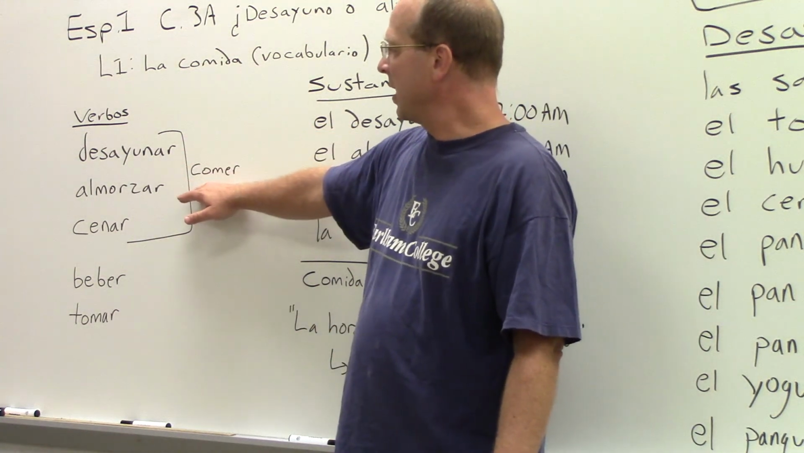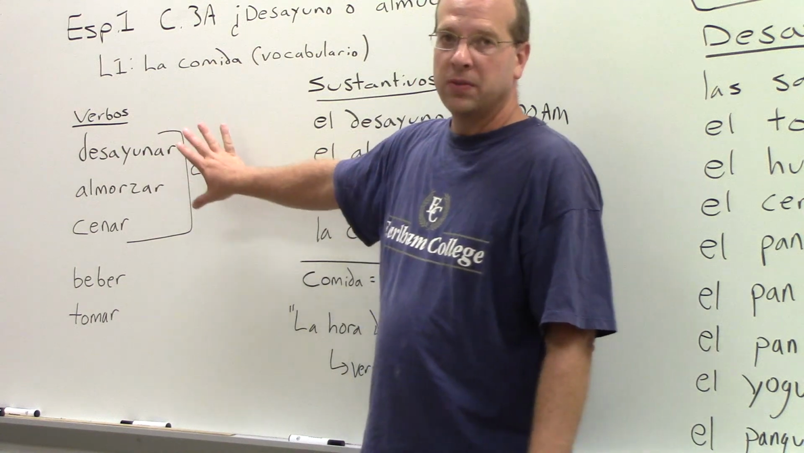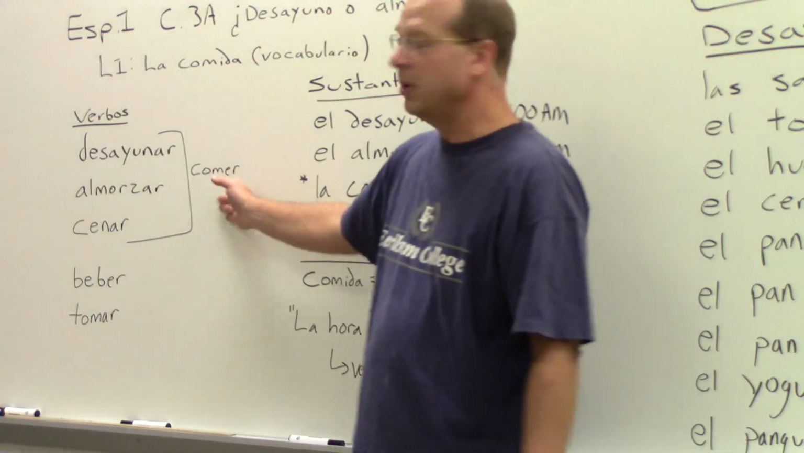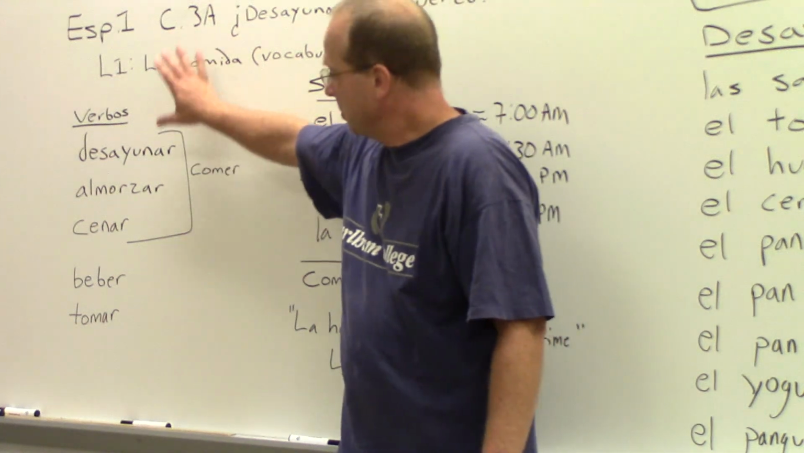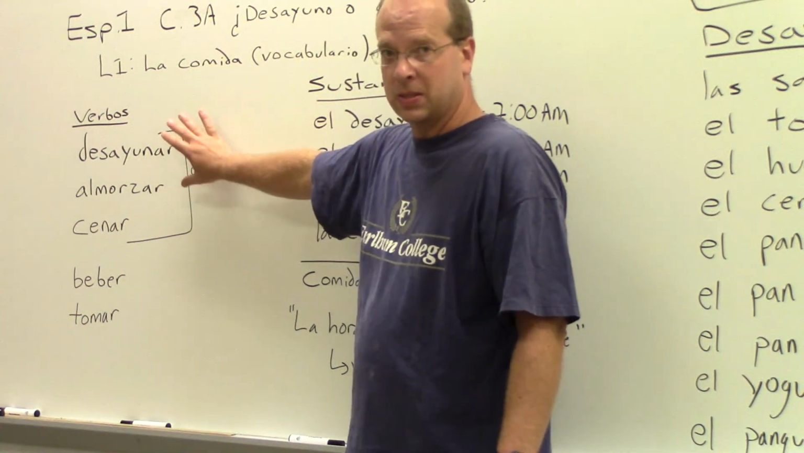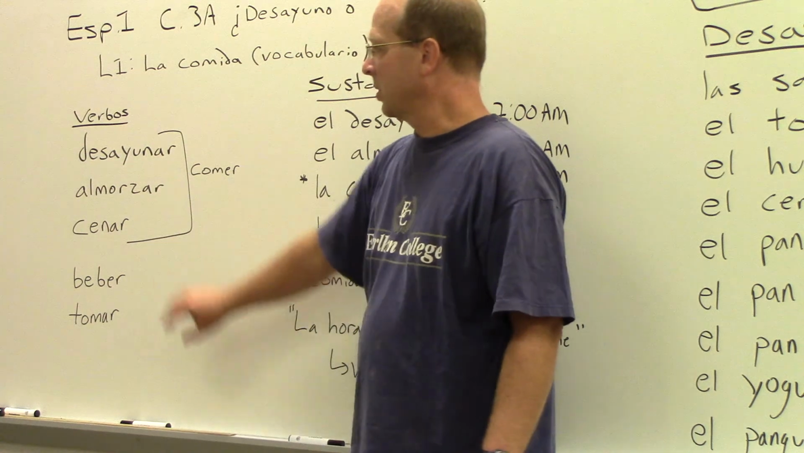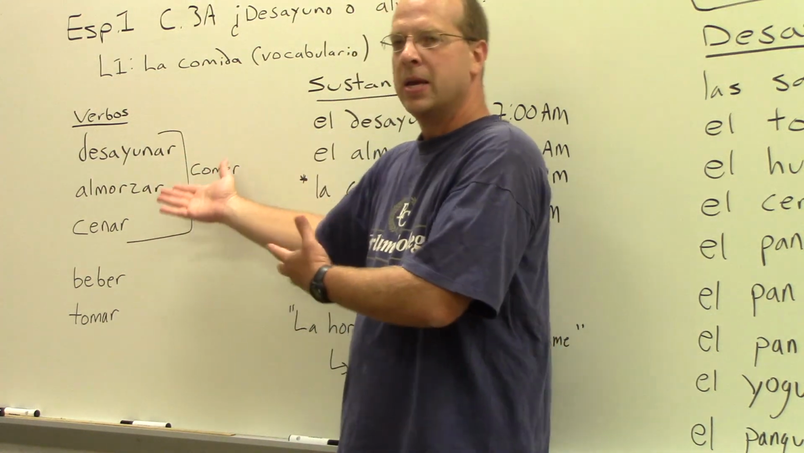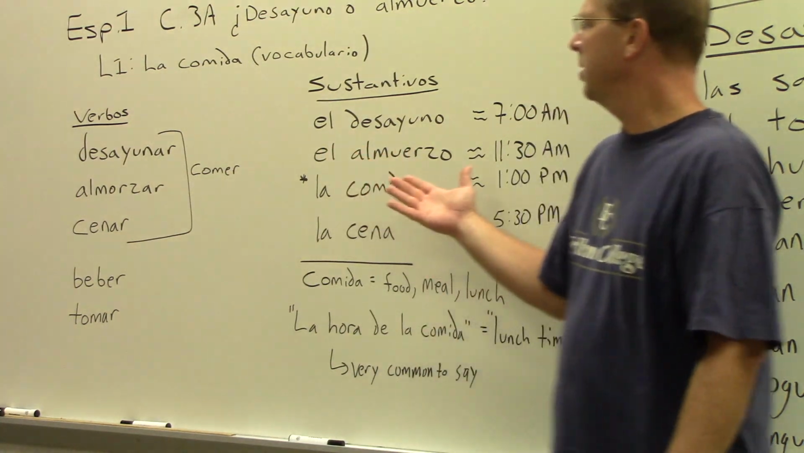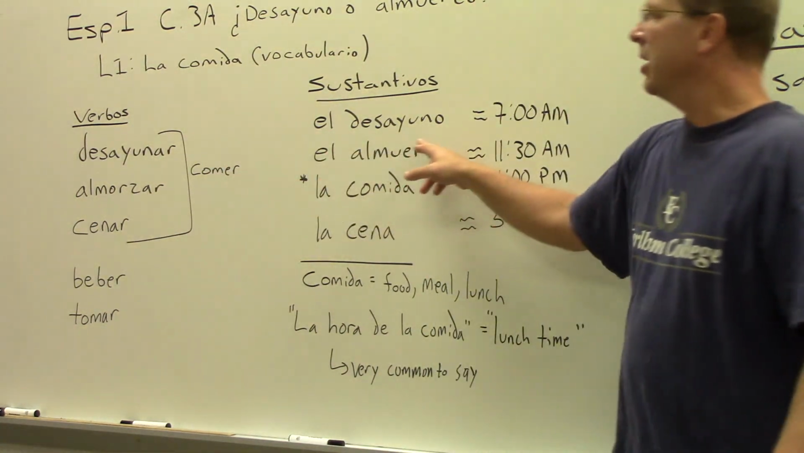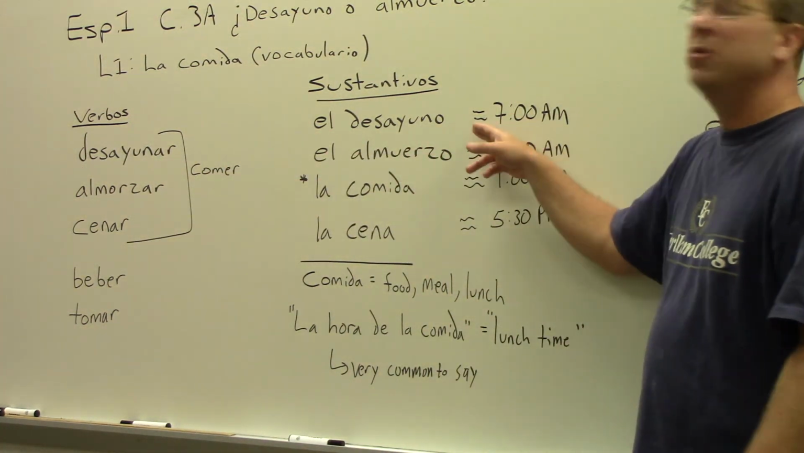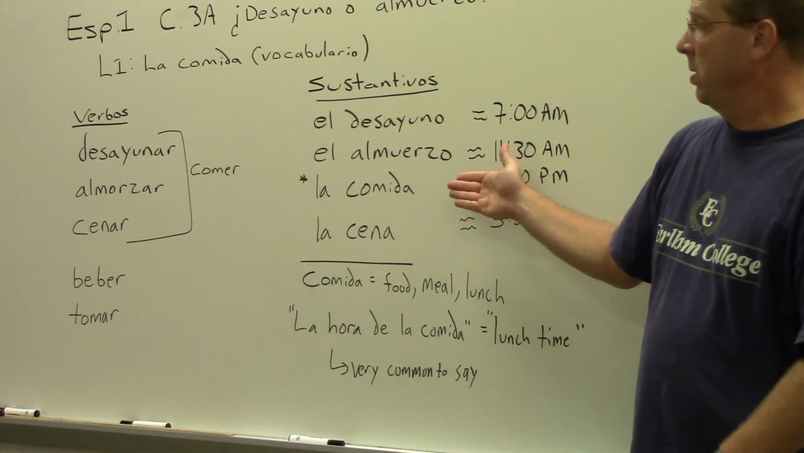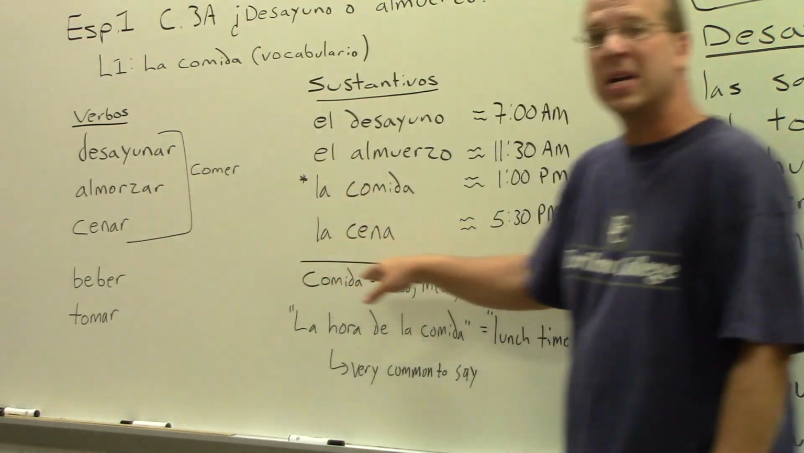Desayunar, almorzar, cenar. All of these are actions. They're verbs that involve eating. So, you know comer, well, you have to eat, desayunar, to eat, almorzar. All of these are to eat. Let's turn the verbs into their noun form, the sustantivos. You have desayunar, comer el desayuno. Almorzar, comer el almuerzo. Cenar, comer la cena.